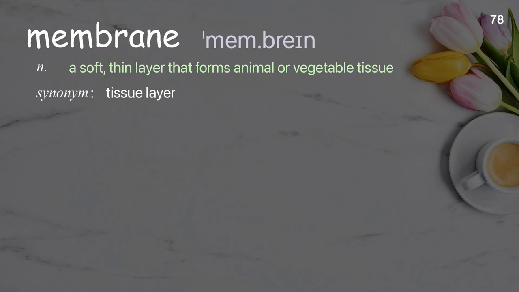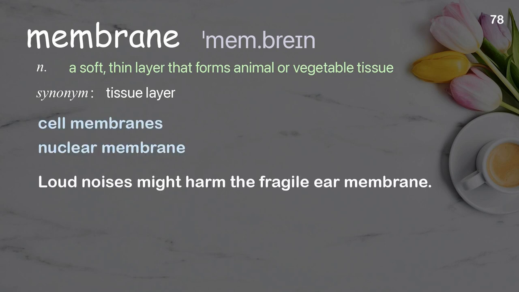Membrane. A soft, thin layer that forms animal or vegetable tissue. Examples: cell membranes. Nuclear membrane. Loud noises might harm the fragile ear membrane.